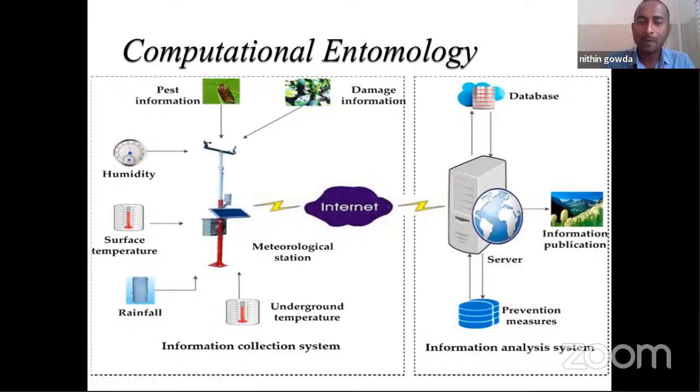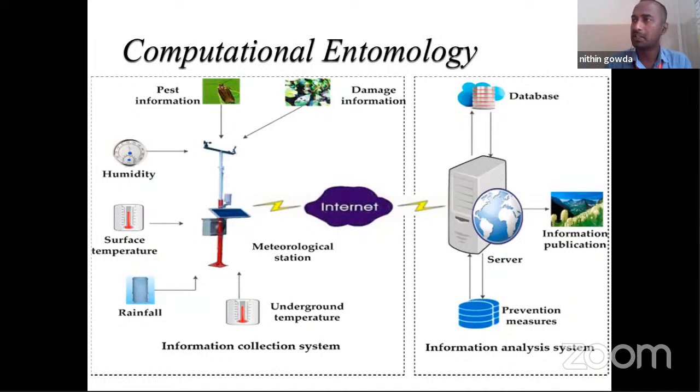Okay, so you can divide computational entomology into two sections: information collection system and information analysis system. The information collection system is the working part, which we are going to implement in the farm fields. The data gathered from the information collection system will be analyzed using various algorithms present in data mining, machine learning, or whatever suits the form of data that you have recorded from the collection system.